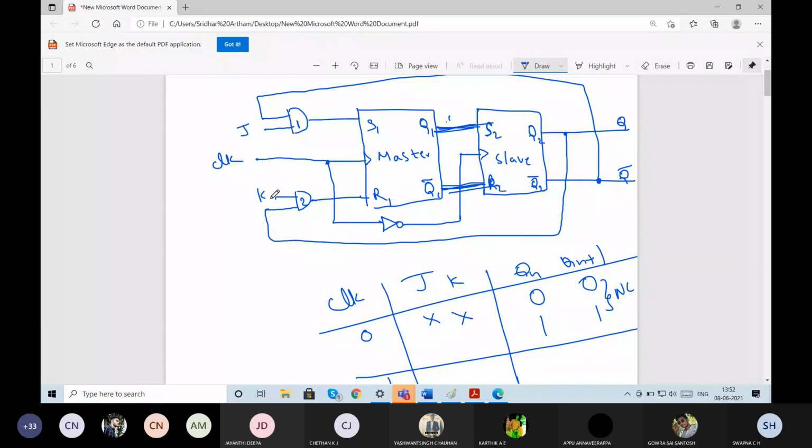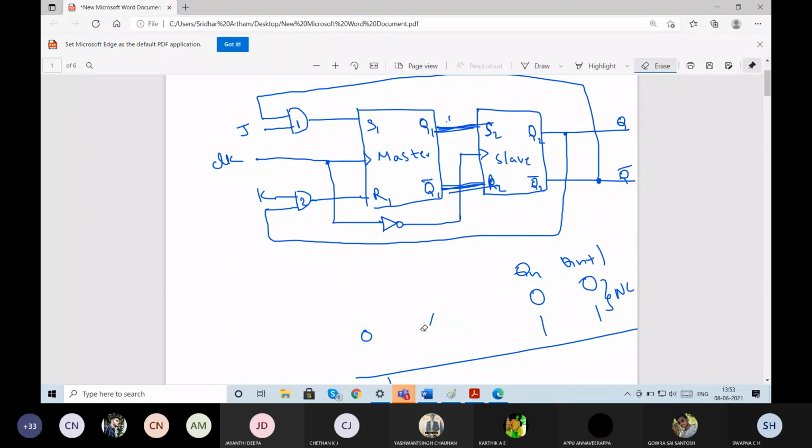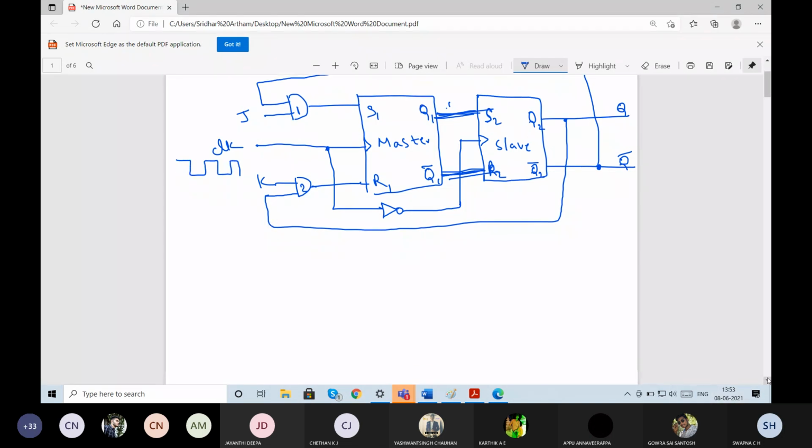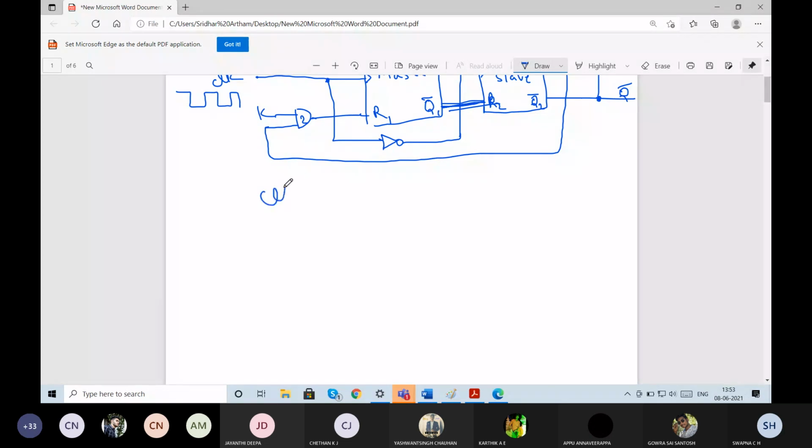Okay, so let me just write it. J, K. Let me erase this table. I showed it only to show what happens when clock is equal to 1 and when clock is equal to 0, mainly when clock is equal to 0. Let me take the clock like this, starting with 1. Let me also take the truth table: Clock, J, K, Qn plus 1.